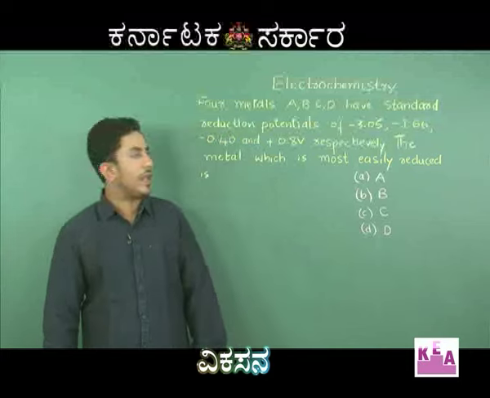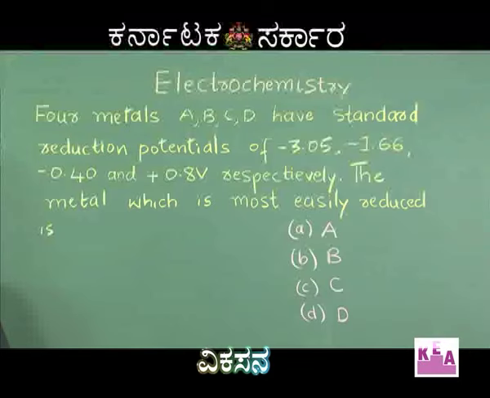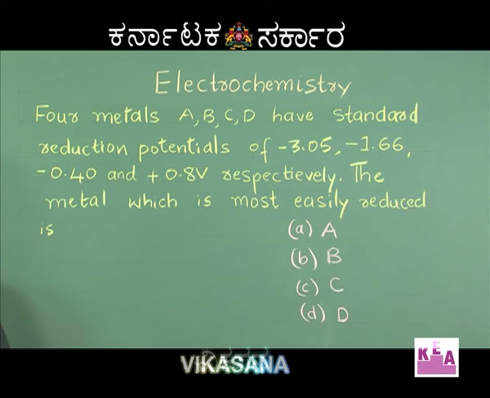Student, let us move with the next question. Four metals A, B, C and D have standard reduction potentials of minus 3.05, minus 1.66, minus 0.40 and plus 0.8 volts respectively. The metal which is most easily reduced is.